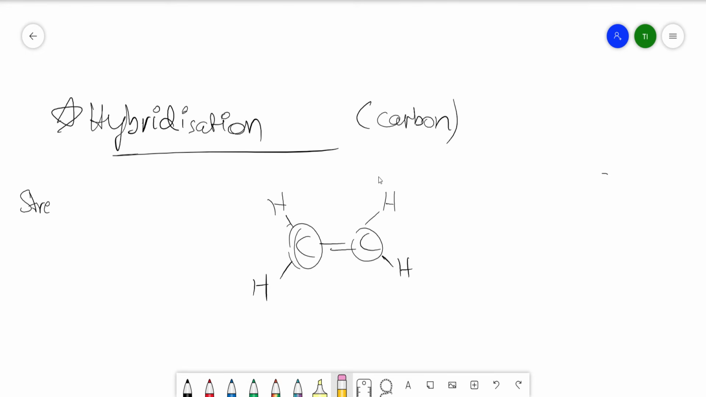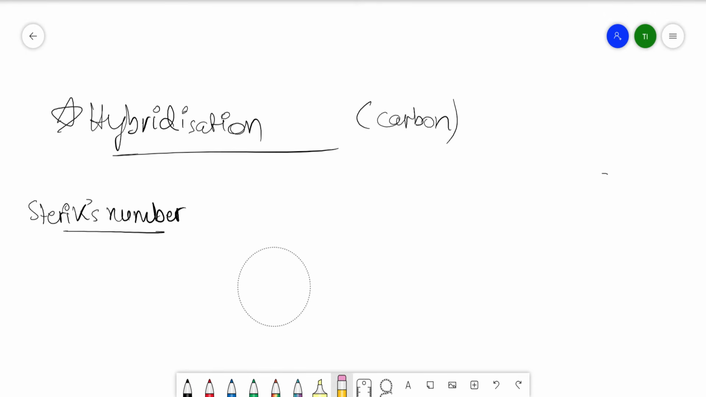Oh, okay, wait, my mistake. I'm making a lot of spelling errors today. Steric number. Okay. Now, what exactly is the steric number? I'll just be erasing this ethene molecule for a bit.